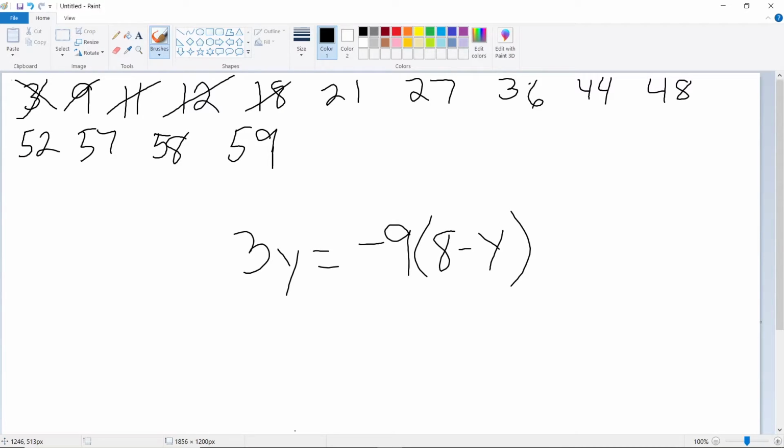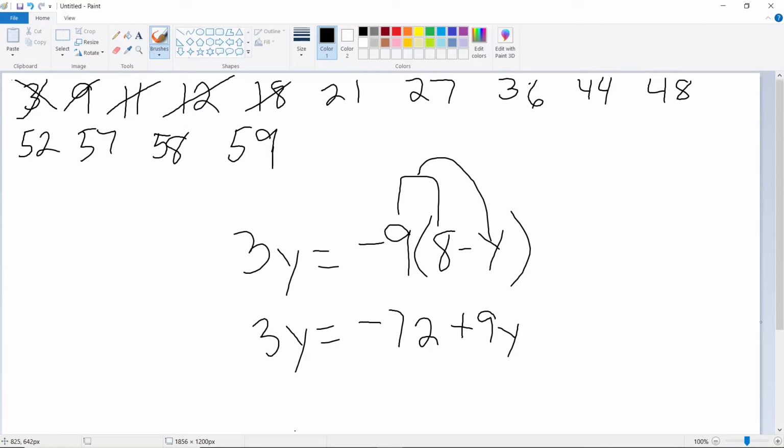All right, so the first thing we have to do is distribute this 9 to both things in the parentheses. So negative 9 times 8, negative 72. Negative 9 times negative y, plus 9y. And now I've got 3y equals that stuff. So I'll subtract 9y from both sides, and you'll see it doesn't matter if I make it negative at first. So 3y minus 9y, if you do it on your calculator, you'll get negative 6y equals negative 72.